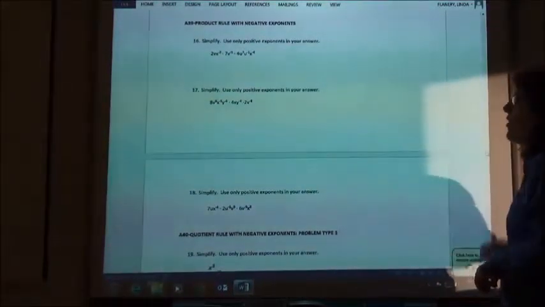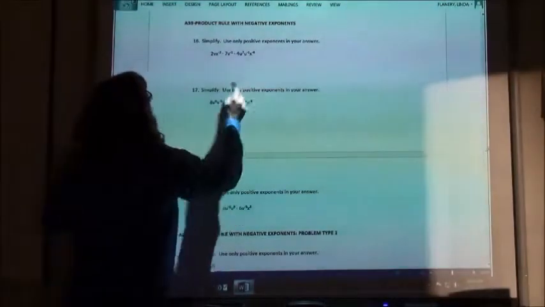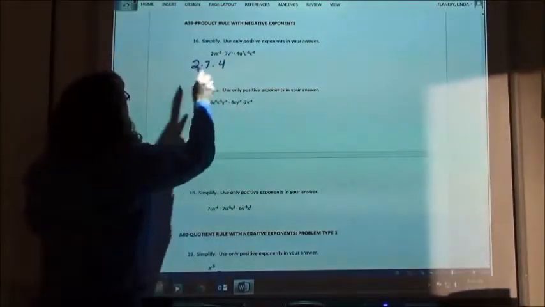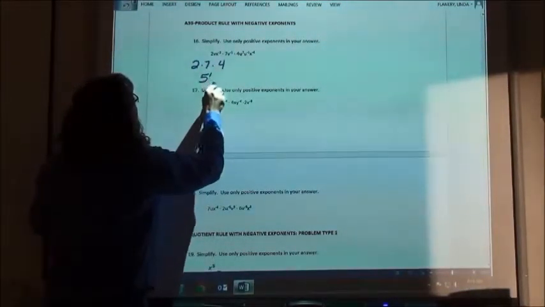The next one is using that product rule where we also have negative exponents on there, where we rearranged it. We multiplied our coefficients together, the numbers, and then we added our exponents on our like variables. So if I rearrange that, I would do the 2 times the 7 times the 4. Let's see, 8 times 4 would be 56.